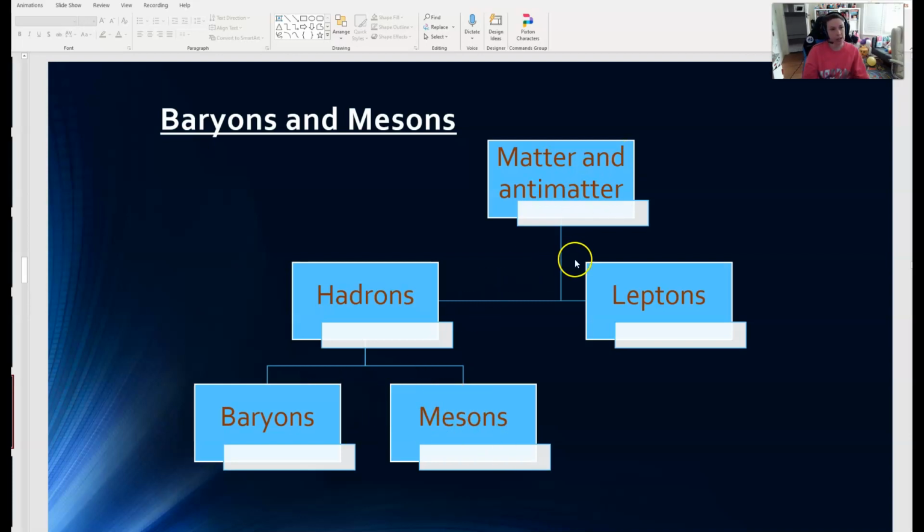So this is a nice flow chart, and what you could do is fill in these little boxes telling me what belongs in each one. So you've got matter and antimatter. What is it? What are the leptons? What are the hadrons? And then we'll start to look at the baryons and mesons.